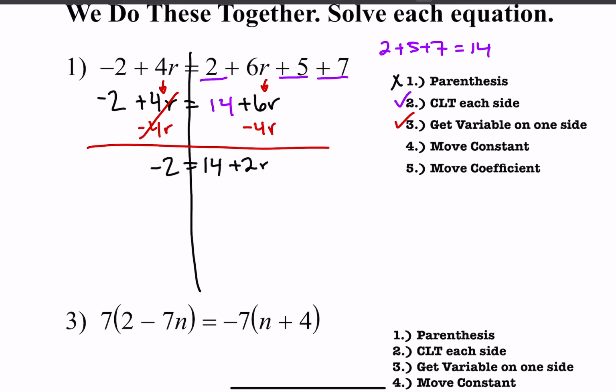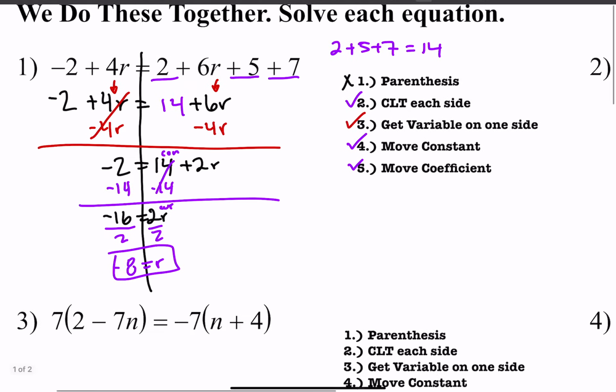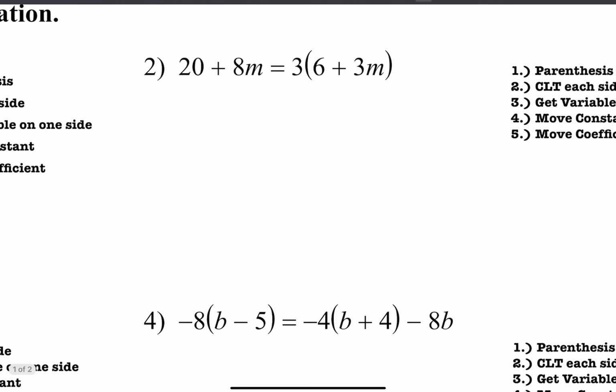We got to move the constant, which is 14. So I'm going to subtract that 14 on both sides. This leaves us with 2r equals -16. I'm going to move the coefficient. I'm going to divide by 2 on both sides, which gives me -8 equals r. That's the first one.